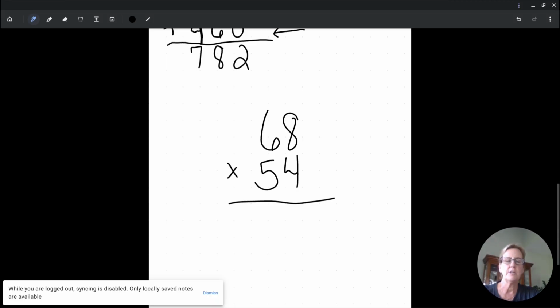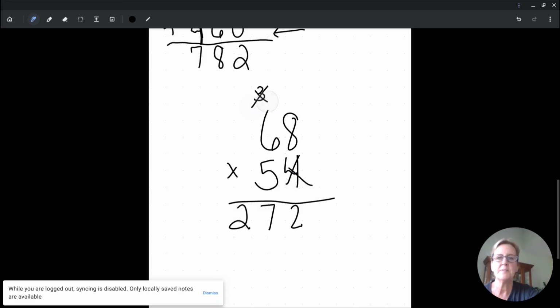So the first thing we're going to do is multiply our 4 ones. We're going to multiply 4 ones times 8 ones, 4 ones times 6 tens, which is 60. 4 times 8 is 32. 4 times 6 is 24, plus 3, 27.